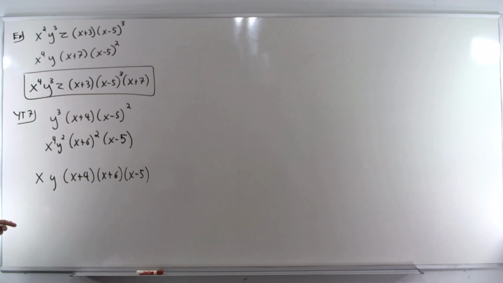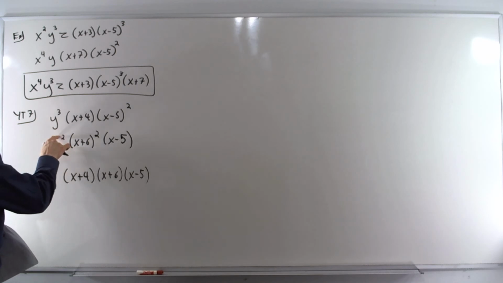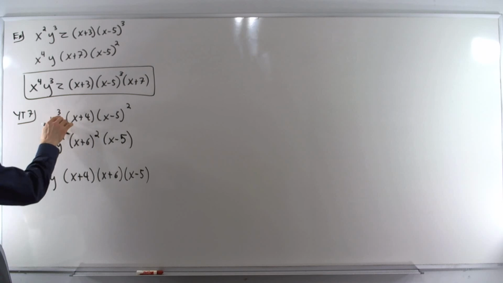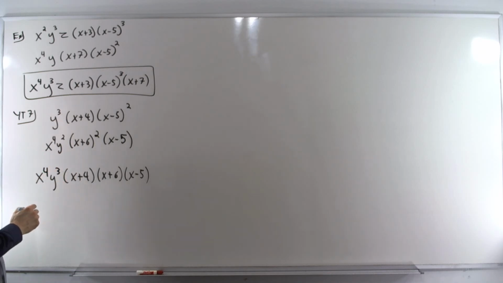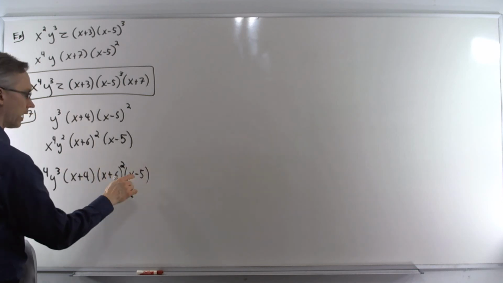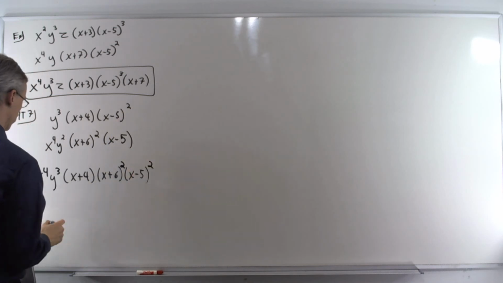So there's all our unique bases, x, y, x plus 4, x plus 6, and x minus 5. Now, we only have one x. That's the fourth power. We got 2 y's. Larger exponent is 3. We've got 1 x plus 4. That's to the first power. We've got 1 x plus 6. That's to the second power. And for the x minus 5s, we have 2 of those. Larger exponent is 2.